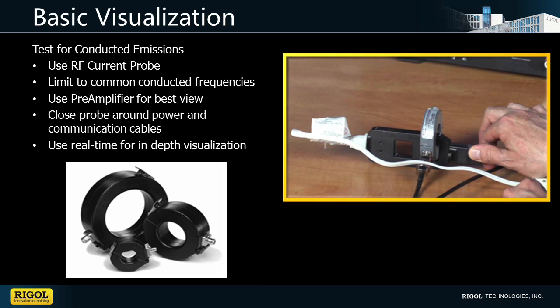Another type of basic visualization is one used for conducted emissions. You can use an RF current probe like these on your bench top around one of the power lines. This allows you to monitor emissions being put back into the power line that might eventually become conducted or radiated emissions problems later in a compliance test.